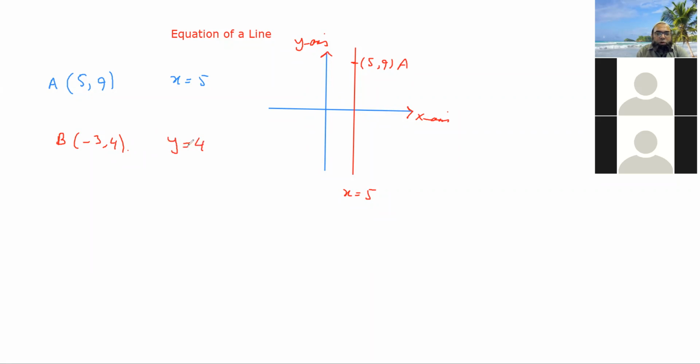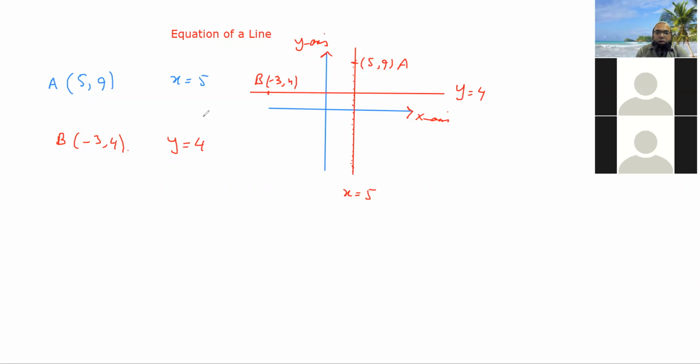Now this time this was a horizontal line. So if there is a vertical line parallel to the y-axis, that means it is going to contain all the points with the same x coordinate, that is x equal to 5. And if there is a horizontal line, let's say that this is passing through minus 3, 4, a horizontal line like this, with the point B here, minus 3, 4, then this is going to be y equal to 4. You take any point on this line, its y coordinate will be 4.